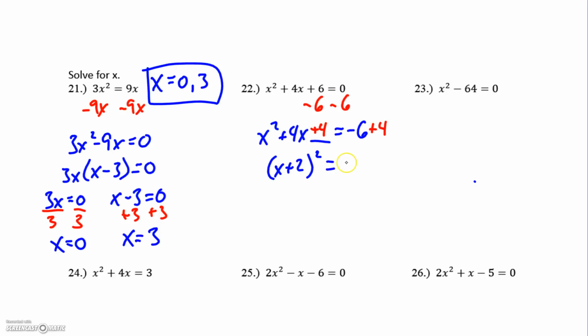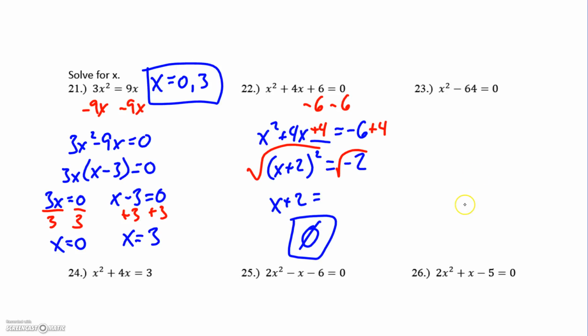Over here, I combine like terms. That gives me a negative 2. And now from here, I can take the square root of each side. When I do that, I'm left with an x plus 2 equals. Well, over here, I'm trying to take the square root of a negative, which I can't do. So right away, as soon as I see the square root of a negative, I say no solution for this one. Okay?